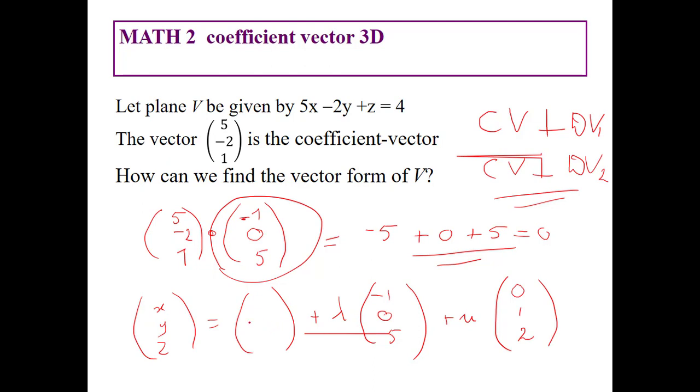Okay, what's left is that we need to find a point on the plane. Well, let's look at the equation again. Maybe if we choose y being -2, then I already have 4. If I have z is 1, then I already have 5. So then I choose 0 for x. So now we have a very nice vector form of the plane V.